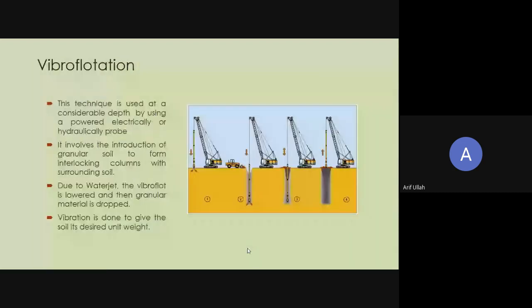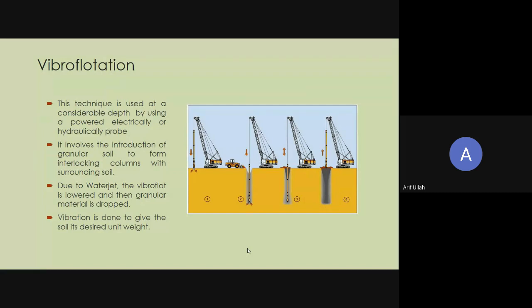Next slide. Another process is vibroflotation. Vibroflotation is a ground improvement technique used at considerable depth, using an electrically or hydraulically powered probe. It strengthens the soil. It involves the introduction of granular soil to form interlocking columns with the surrounding soils.